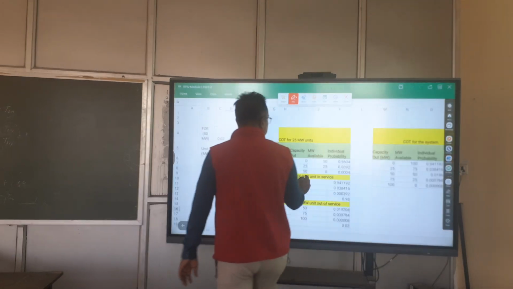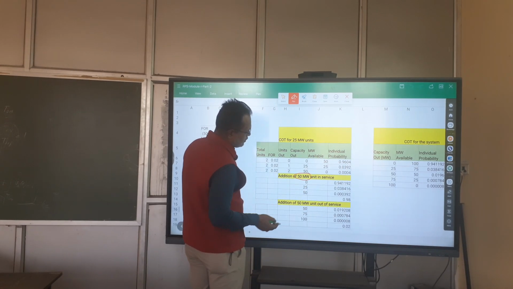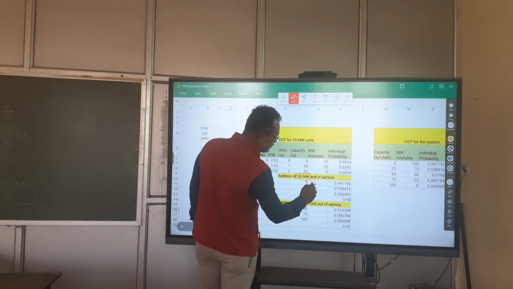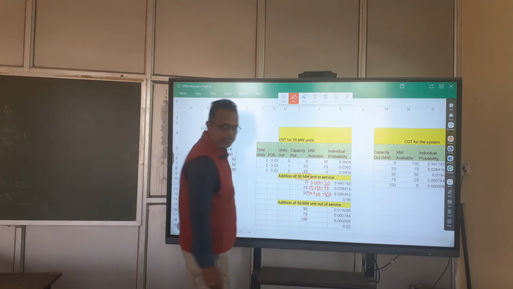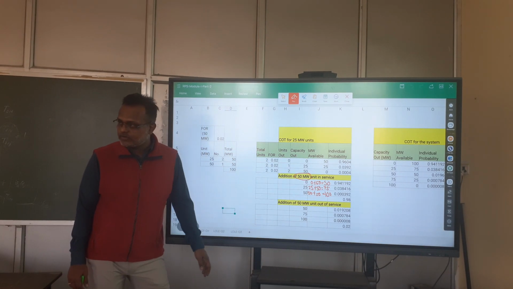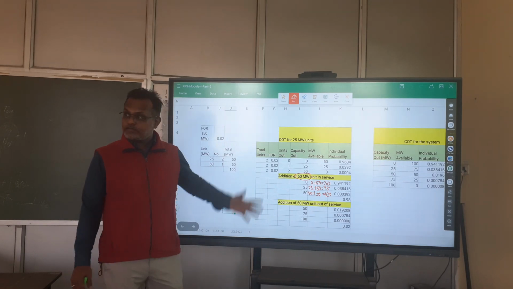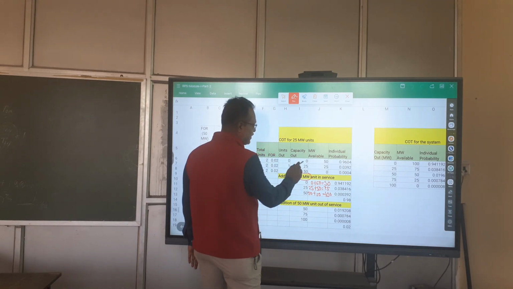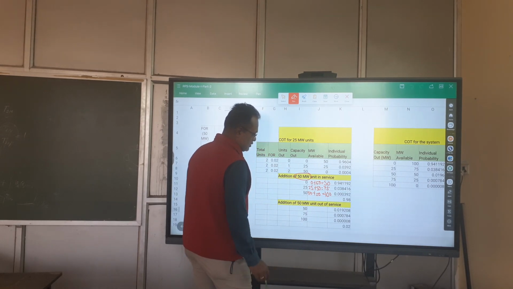This will be 0 megawatt. Now the 50 megawatt is in service. So what is the total capacity in service? 0 plus 50. What is the total capacity in service? 25 plus 50. And this will be 50 plus 50, 100 megawatt. So this is the available capacity. Now the 50 megawatt out of service, so it is 0. Capacity outage in this case is 0.